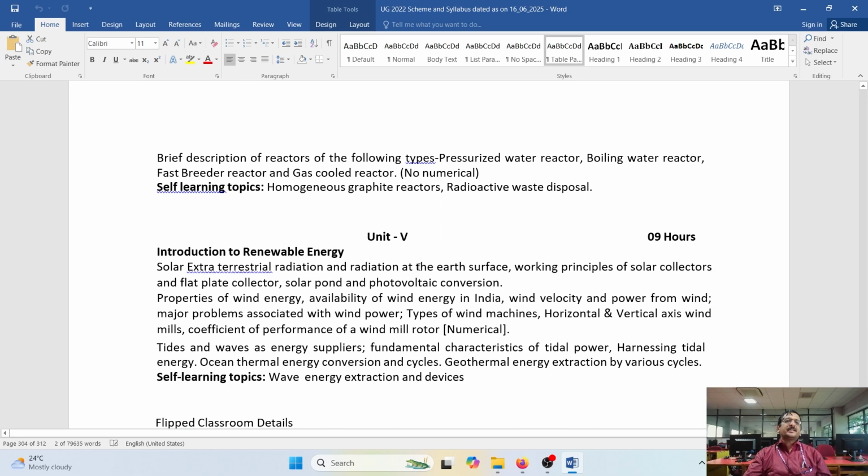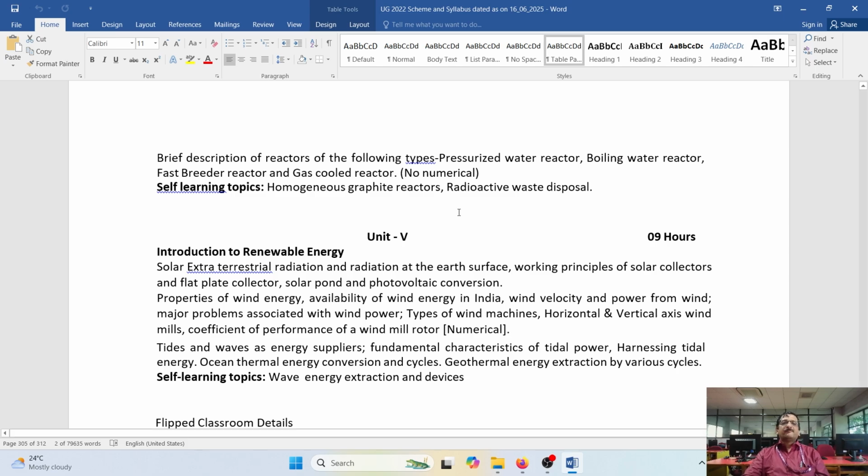Unit number 5 is dedicated to renewable energy, where we'll talk about why we need renewable energy sources. Although we are getting power from conventional sources, what are the problems with the conventional sources, what are the options, and why we need this. We'll start with solar, then wind, then other types such as OTEC, tide, etc.